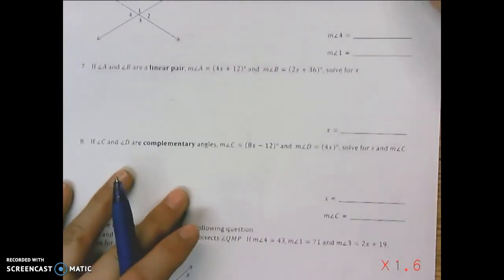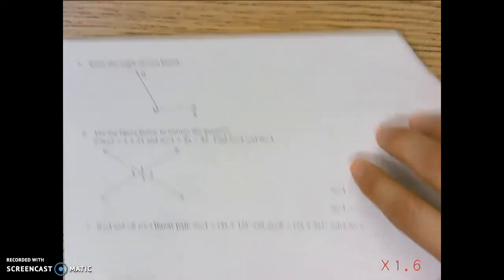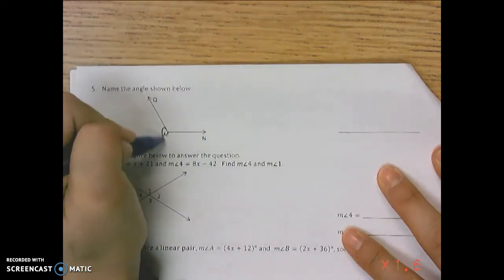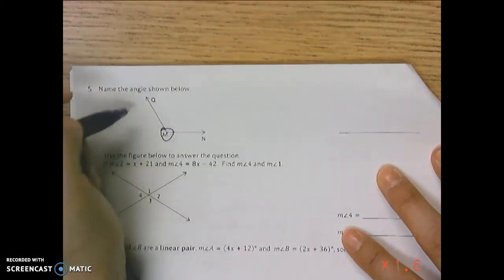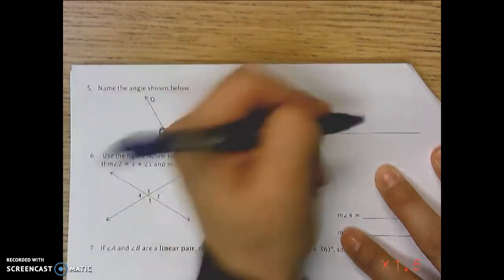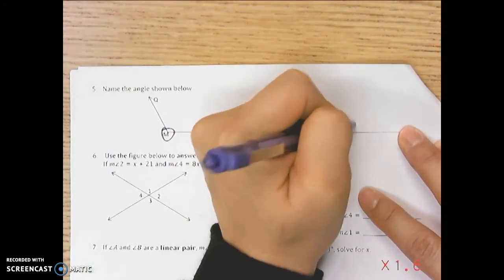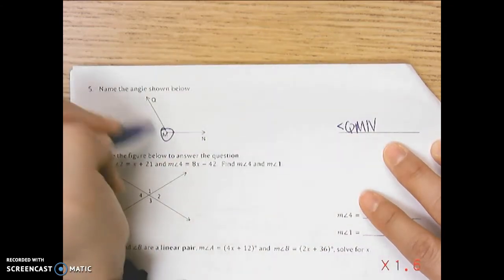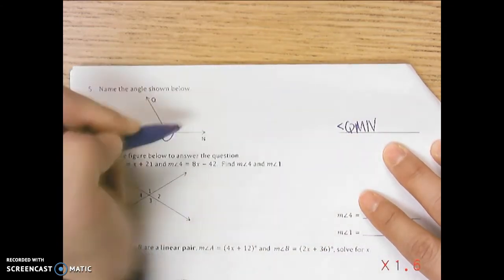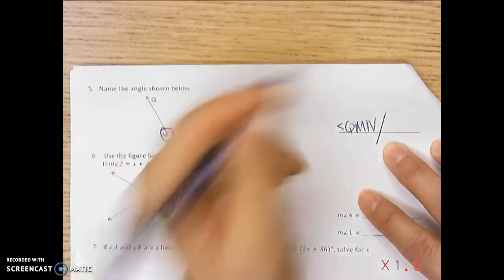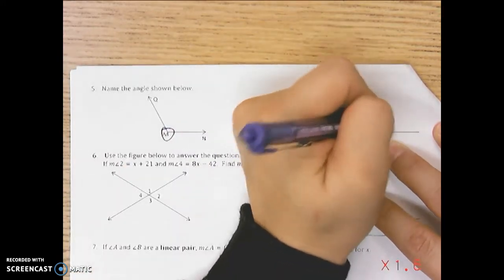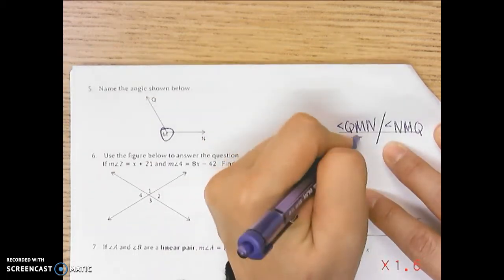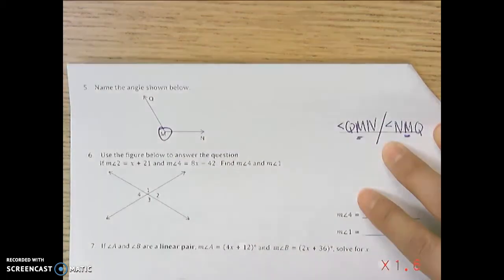All right, for number 5, once I get there, it says name the angle shown. Now remember, the vertex where the angle actually occurs is your middle letter. So you would say angle QMN. Start at one end, go to the vertex, and then to the other end. You could also start at this end and call it angle NMQ. The important thing is making sure the vertex angle is in the middle.